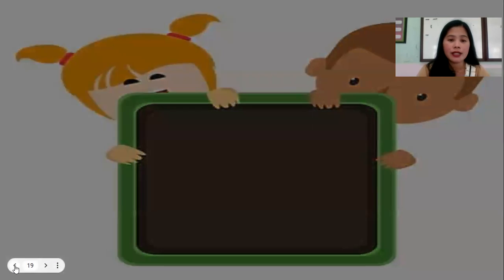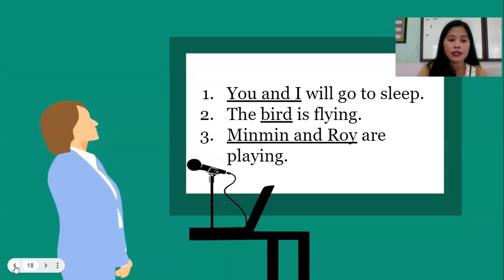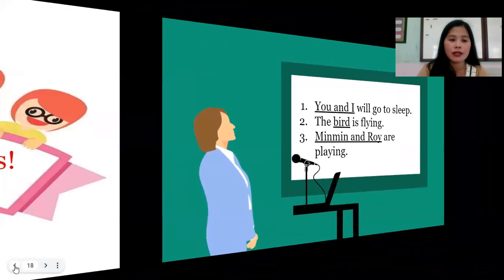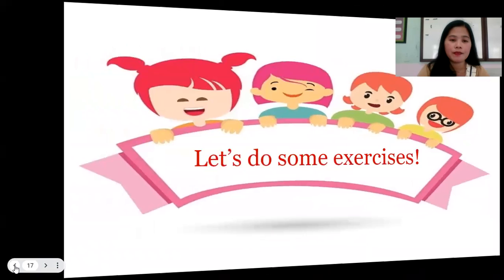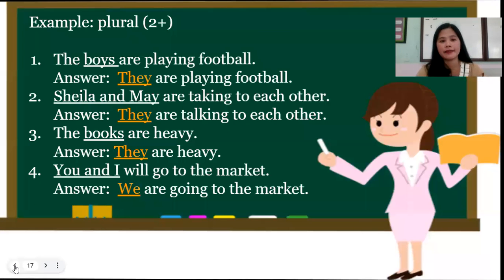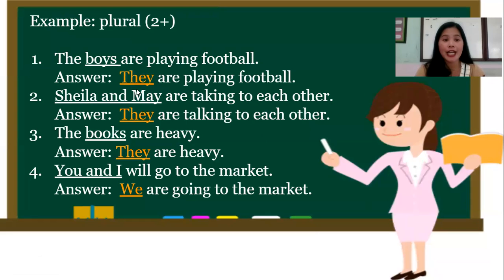Oh, sorry. Wait for a moment. Okay, here, this one. You are going to do it like this. You're going to copy the sentence. Example number one: The boys are playing football. So you're going to copy: The boys are playing football. Then you write the answer. All right? Number two, copy, then answer. Number three, copy, then answer. Do you understand? Okay, very good.